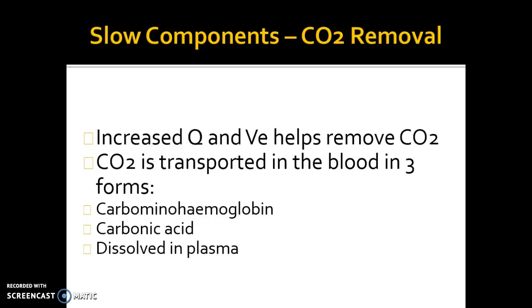So after a stage of the Tour de France, there'll be a lot of CO2 in the body, because the muscles have been working at a submaximal intensity for between 2 and 4 hours. So Q and VE, or cardiac output and ventilation, will both drop once the stage finishes, but they'll still be relatively high because there is a lot of CO2 to be removed from the body.